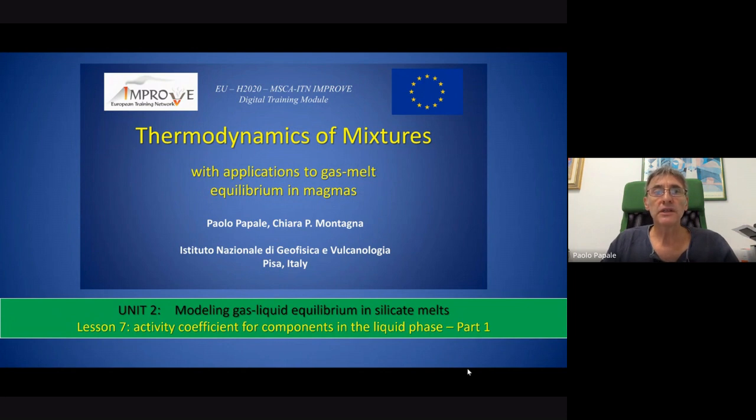And modeling the activity coefficient of volatiles dissolved in silicate melts will take 2 lessons. This is in fact identified as part 1, as you can read in the title at the bottom of this slide. There will be, therefore, a part 2, at the end of which our journey through the development of a fully real thermodynamic model of multi-component volatile equilibrium in silicate melts will be concluded.